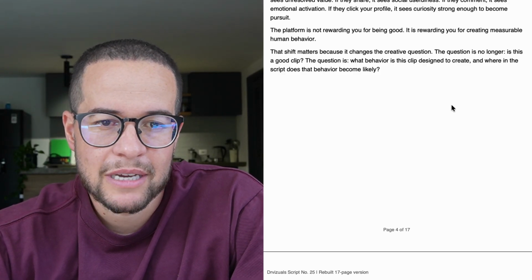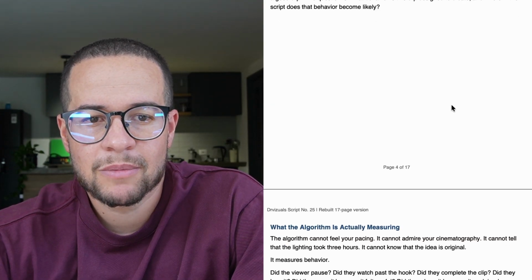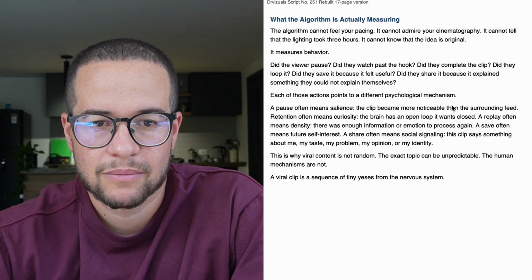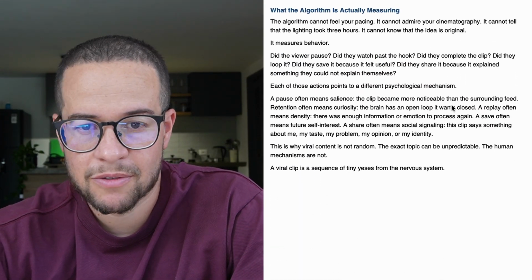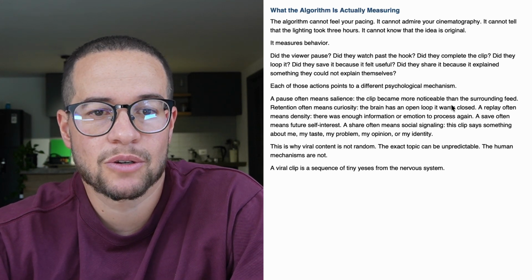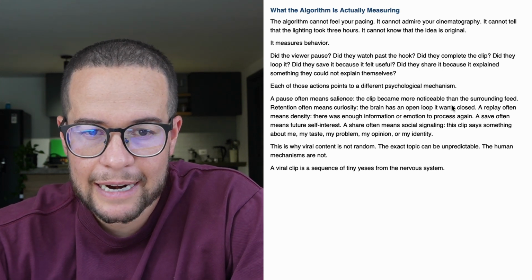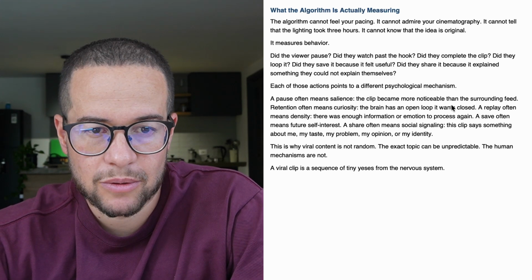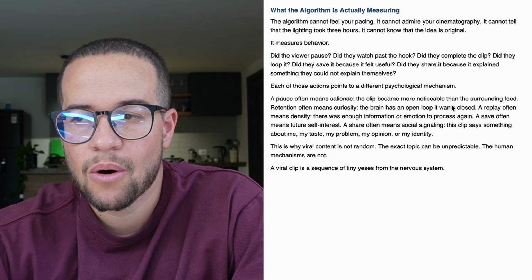What the algorithm is actually measuring: the algorithm cannot feel your pacing. It cannot admire your cinematography. It cannot tell that the lighting took 3 hours. It cannot know the idea is original. It measures behavior.